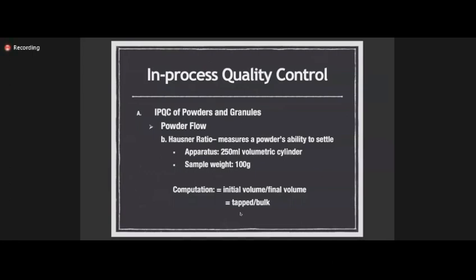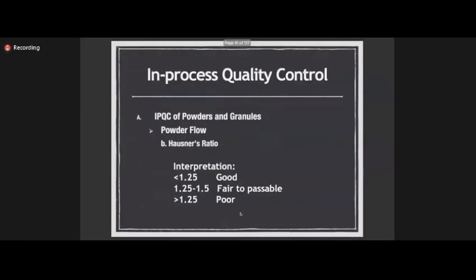So same class, the smaller the value, the better flow property. So less than 1.25, good. 1.25 to 1.5, fair to passable. Greater than 1.5, poor. No, mas malaki, pangit.